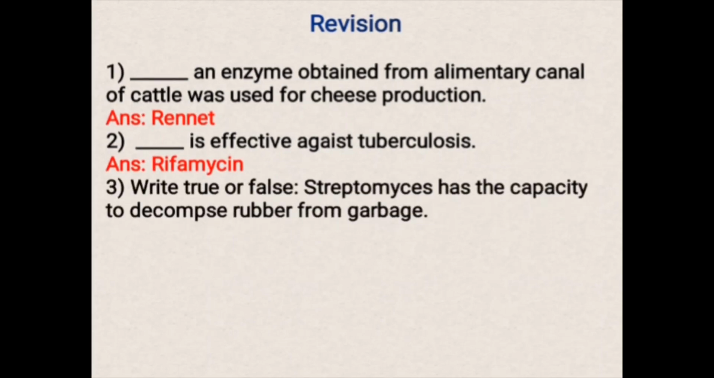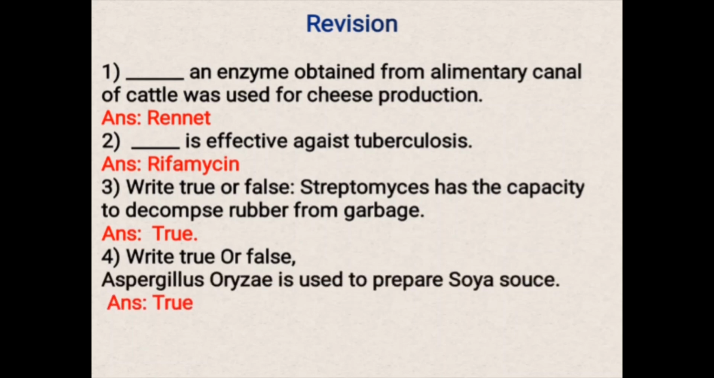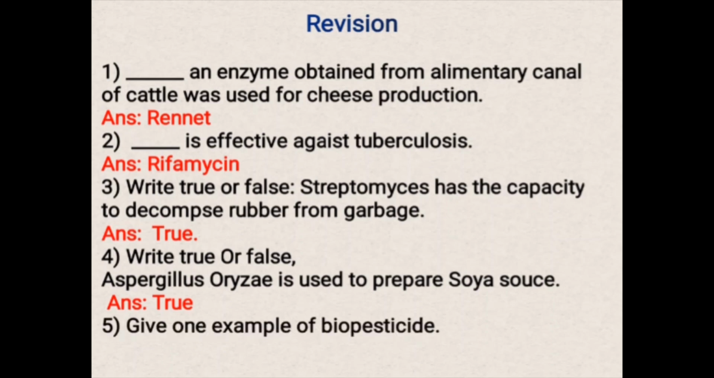And the third question is, write true or false. Streptomyces has the capacity to decompose rubber from garbage. What is the answer? The answer is true. Let's see the next question. Write true or false. Aspergillus oryzae is used to prepare soya sauce. And the answer is true. See the fifth question. Give one example of biopesticide. And the answer is spinosad.